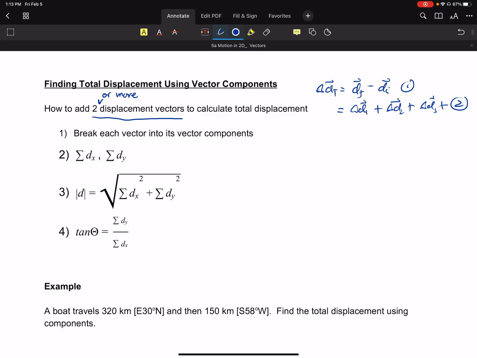When calculating total displacement, step one, break each vector into its vector components. Every displacement vector you get, break it into its components. Then step two: sigma dx, sigma dy. That means the summation of all displacements in the x and the summation of all displacements in the y. Take all your x components and add them together, then take all your y components and add them together. Then, and this is a very important part, I'll call this 3a and 3b: make your new triangle.